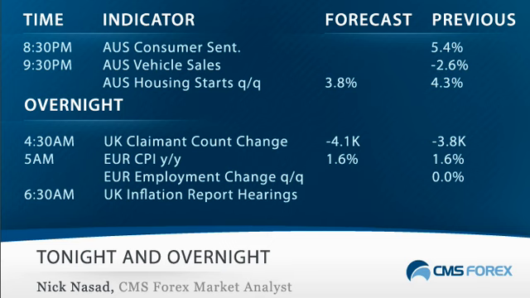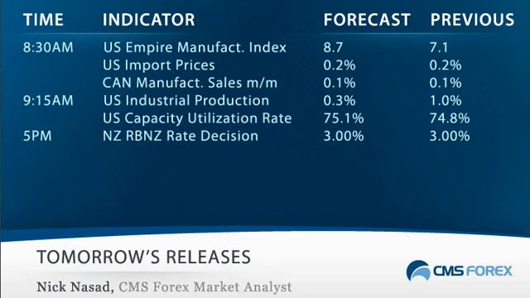So that's our market highlights and our fundamental news for today. The upcoming docket will feature Australian data on consumer sentiment, vehicle sales, and housing starts, while overnight we get employment data from the UK and the Eurozone, inflation data from the Eurozone, and the inflation report hearings in the UK at 6:30 a.m. Tomorrow, the U.S. posts data on manufacturing, including its Empire Manufacturing Index and industrial production, as well as import prices, while Canada posts a measure of manufacturing sales at 5 p.m., so tomorrow afternoon.